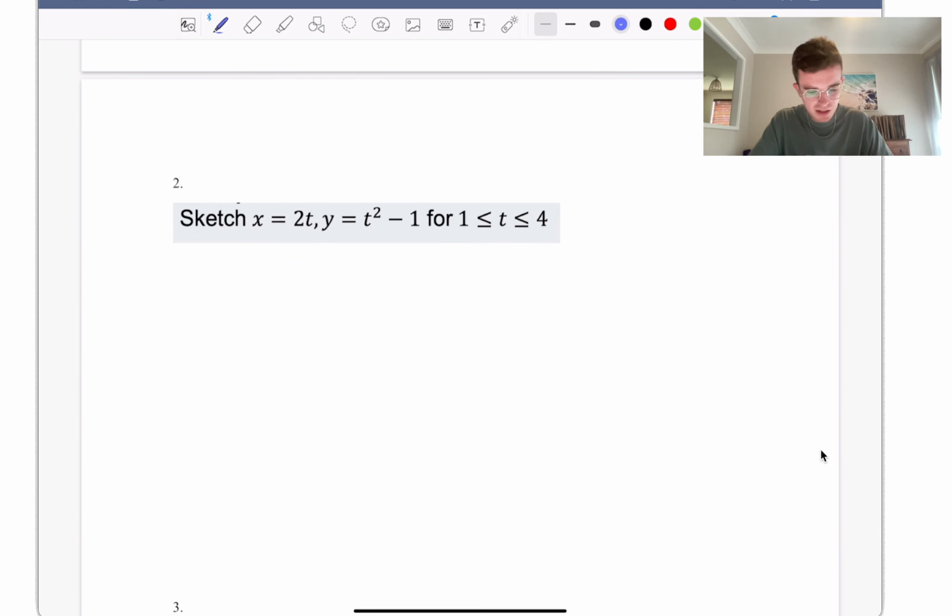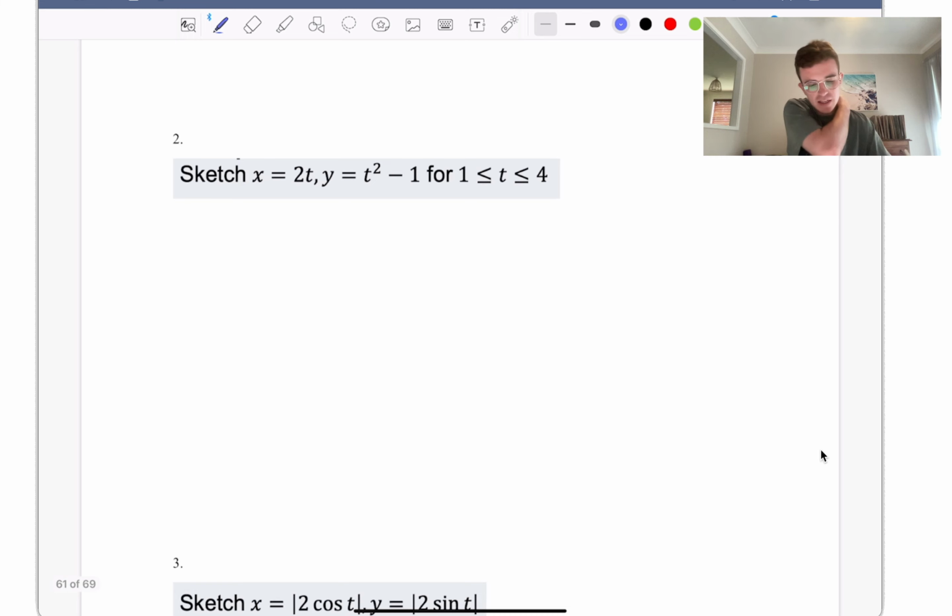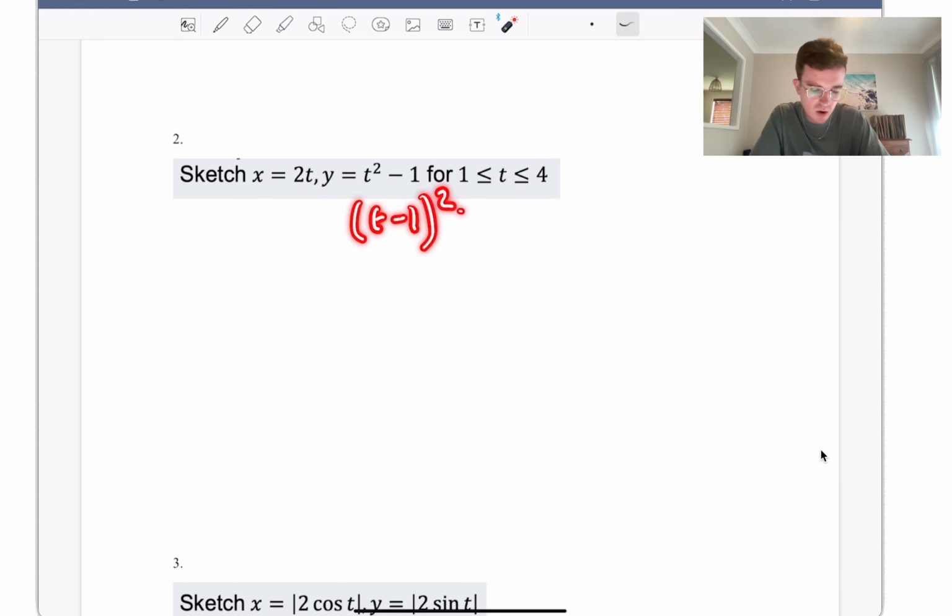Part 2. Sketch x is 2t and y is t squared minus 1. Again, nothing is happening to the t. The t is here and then it's been put in here. It's not t minus 1 and then it's been squared or cubed. The t is just there hanging out and it's been squared, but nothing has happened to the t before it was squared.